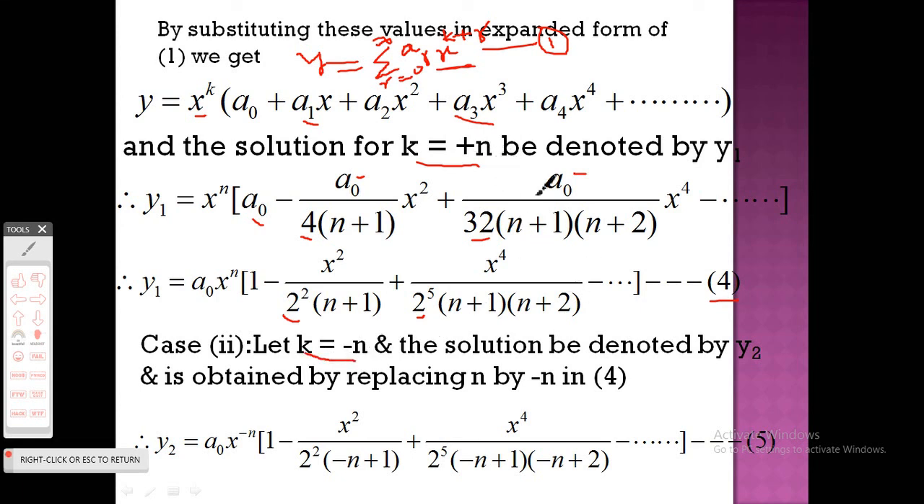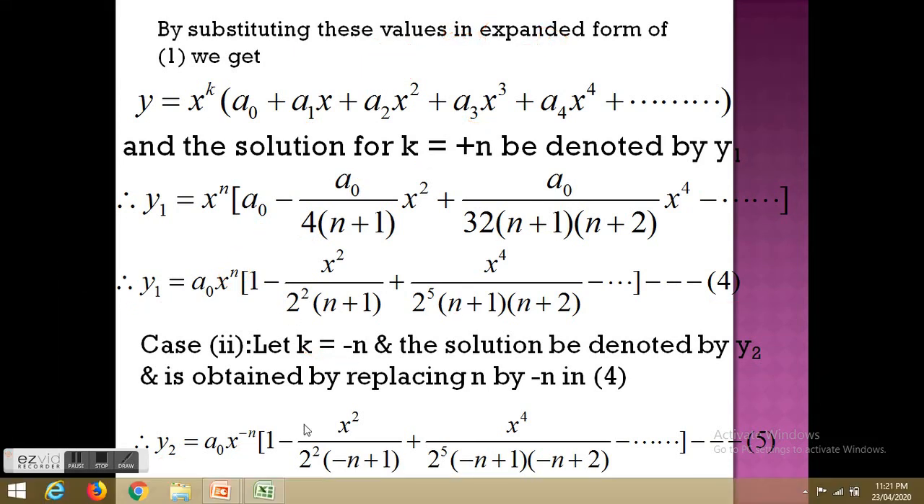Similarly, for k is equal to minus n, let me take the solution as y2. In equation 4, replace n by minus n. We have a naught into x to the power minus n. Everywhere n is replaced by minus n in equation 4: 2 square into minus n plus 1, plus x to the power 4 divided by 2 to the power 5 into minus n plus 1 into minus n plus 2, and so on. So these are the two solutions for k is equal to plus n and k is equal to minus n.